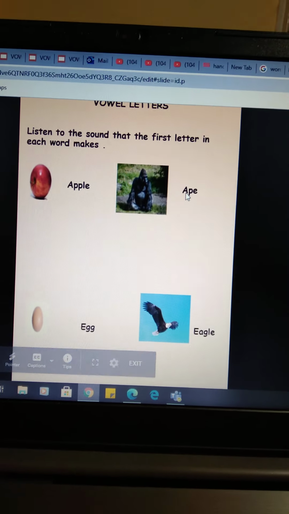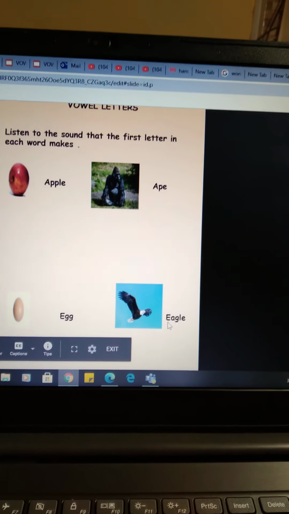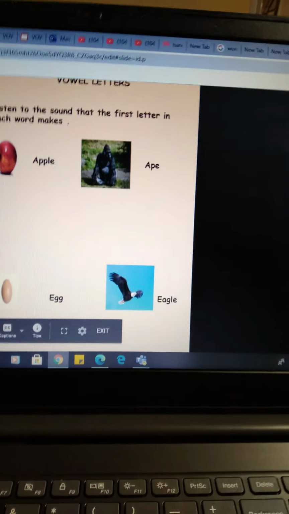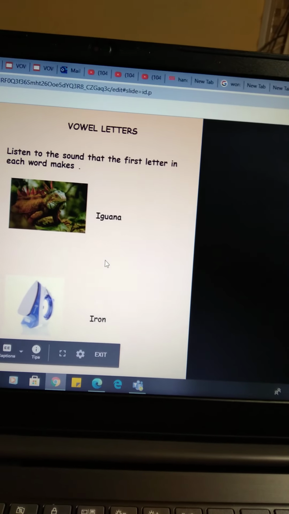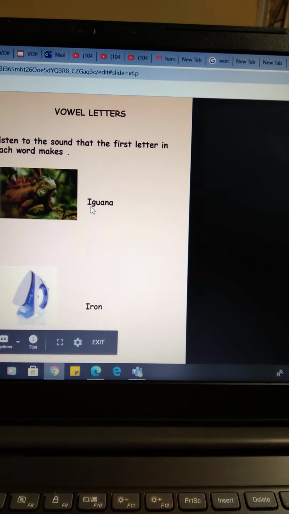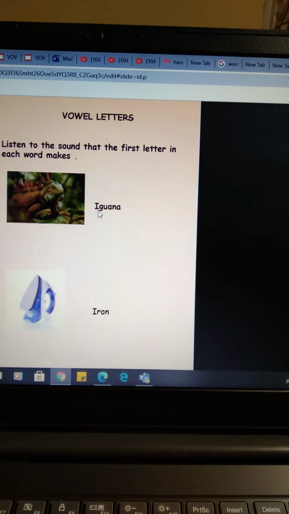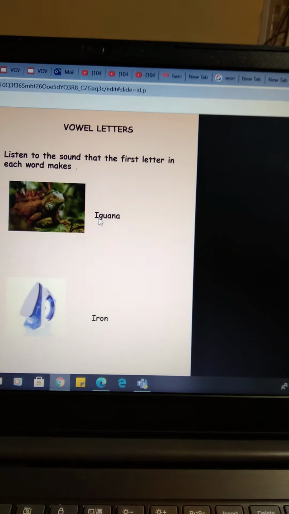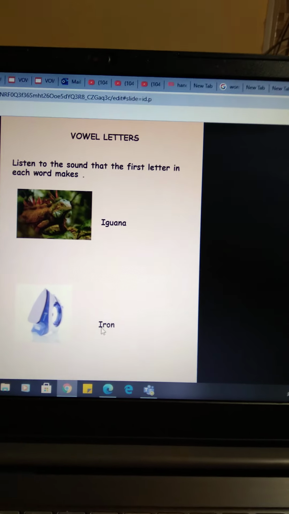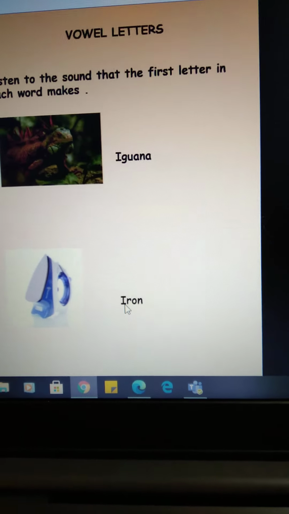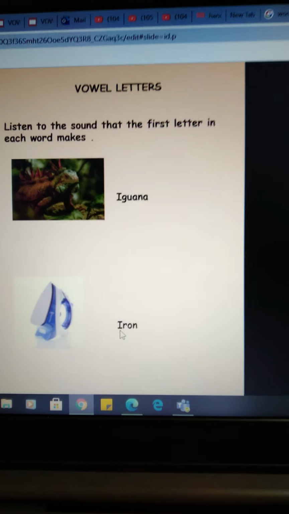Okay, so this said A and this said A, always the same letter. This says E and this said E. Right? And let's go to the other slide. This is the letter I here. In this word, tell me what sound you're hearing the I make. Iguana. What is the first sound you hear when I say iguana? And here, this is the word iron. What's the first sound you hear when I say the word iron? Yes, it's the sound I.